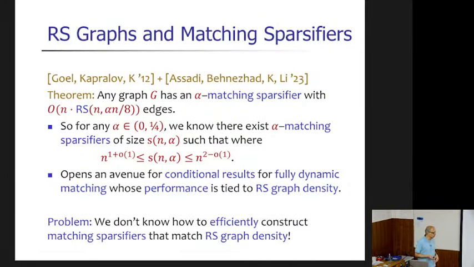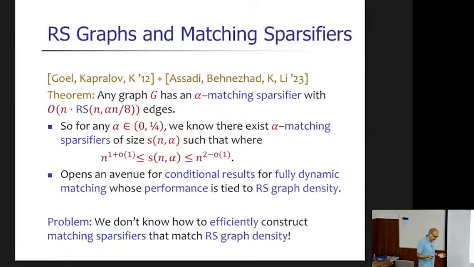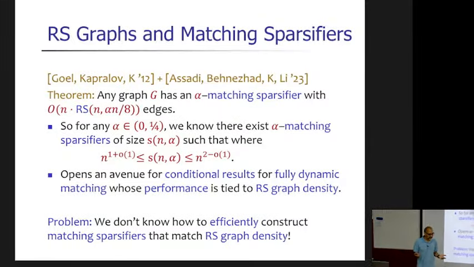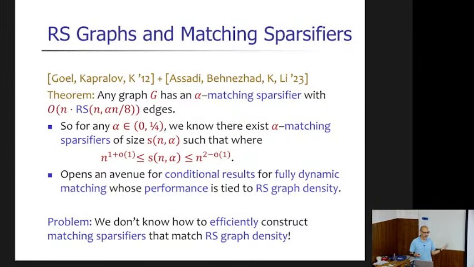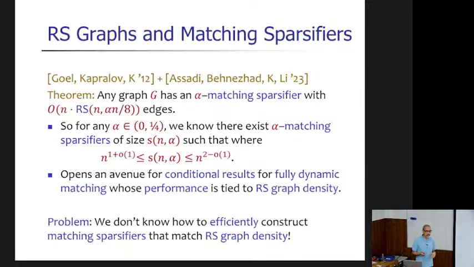There is a problem. We don't know how to efficiently construct such matching sparsifiers. The proof of this theorem is via an exponential size LP. And we don't know any more efficient way of getting to this result than solving that exponential size LP. So that's a problem.